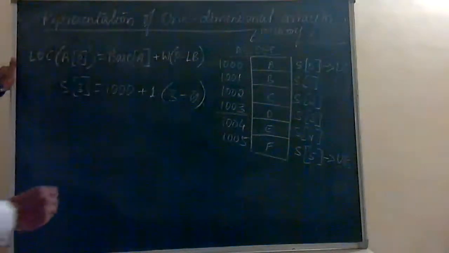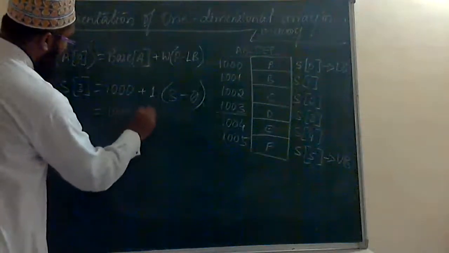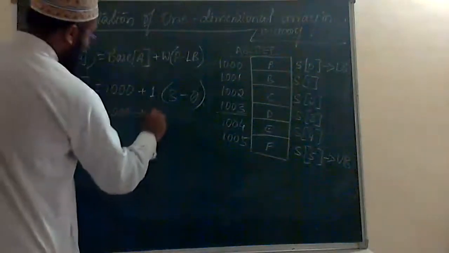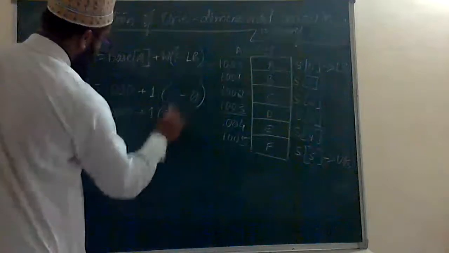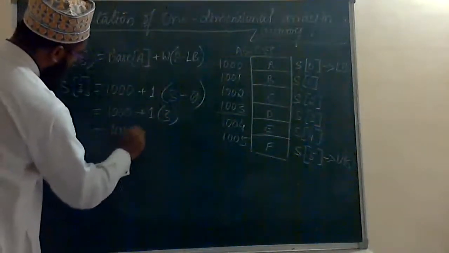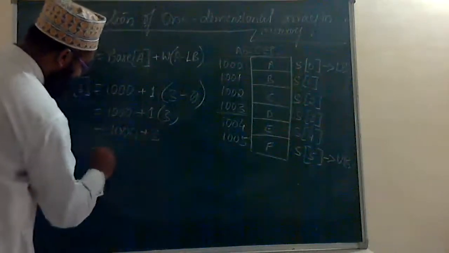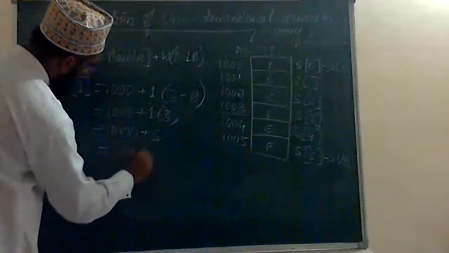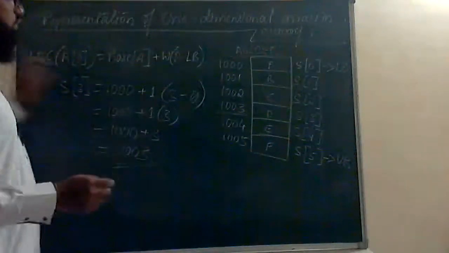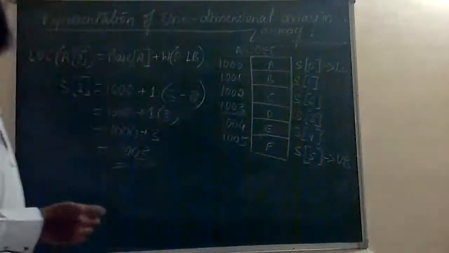S of 3 is equal to 1000 plus 1 into 3. 3 minus 0 is 3, which is equal to 1000 plus 3 ones are 3, which is equal to 1003. So finally we have got the location of D as 1003.